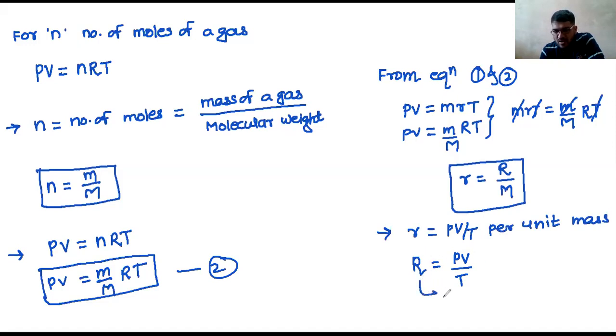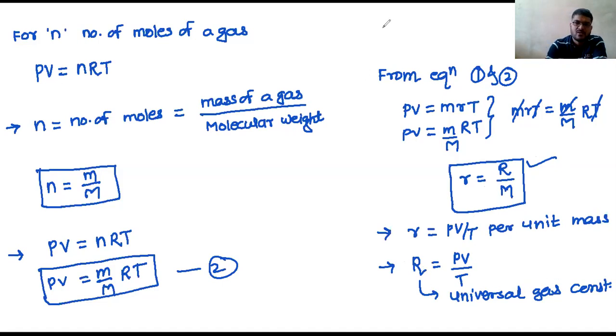And this capital R is called the universal gas constant. Here small r is the specific gas constant, and capital R is the universal gas constant. Here is the difference between these two. Already I have given the relation also. So small r is PV by T per unit mass, and capital R is the universal gas constant. Note down this.